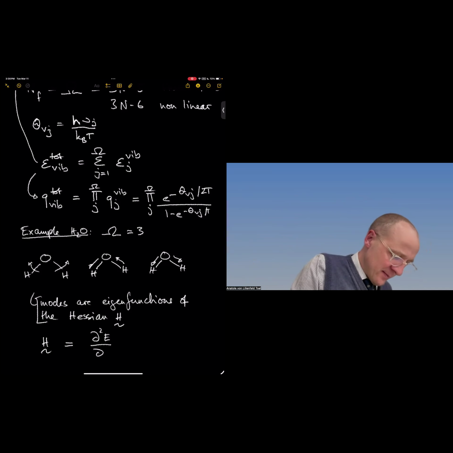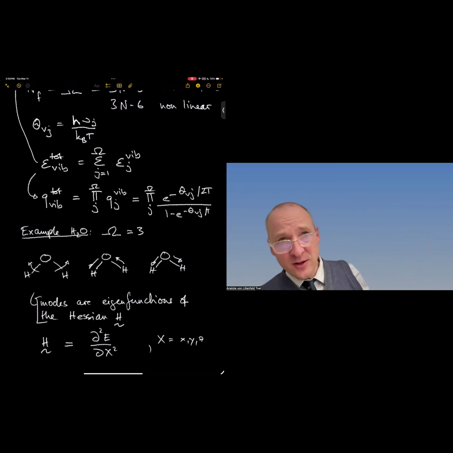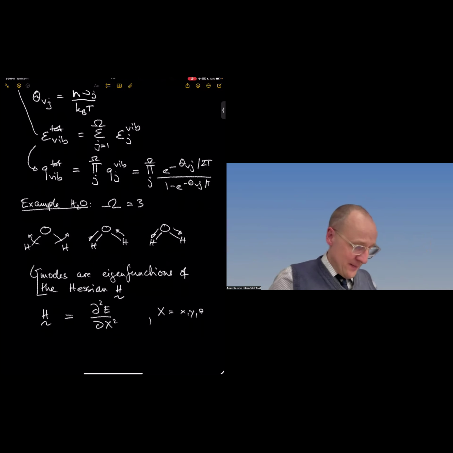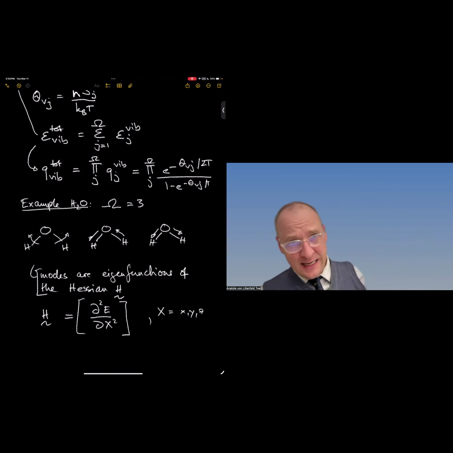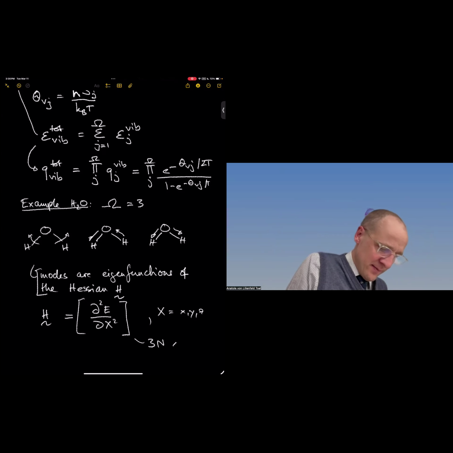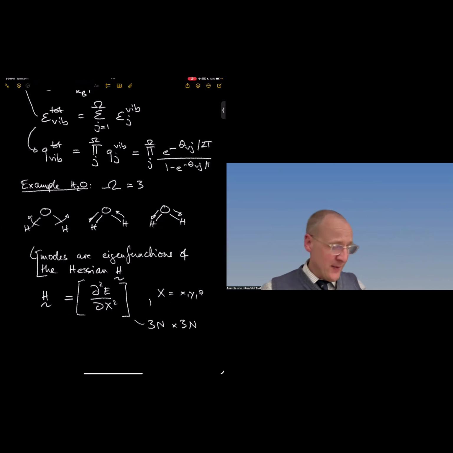Right, and where x can be x and y and z. So I have three, right? And so this is a big matrix, right? 3n times 3n. And when you diagonalize it, you get the normal modes, which is really nice.